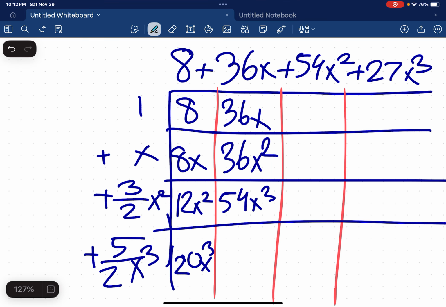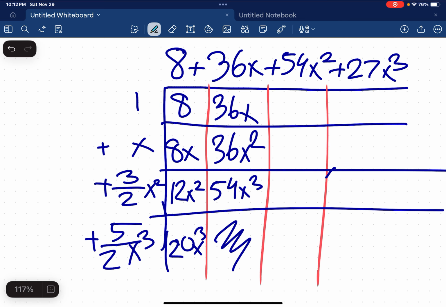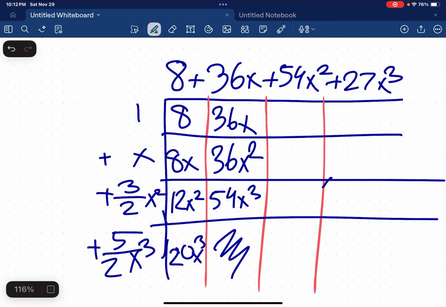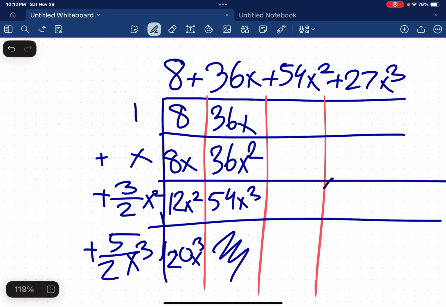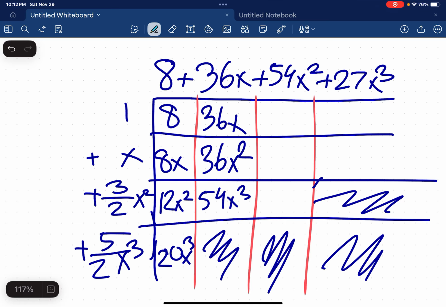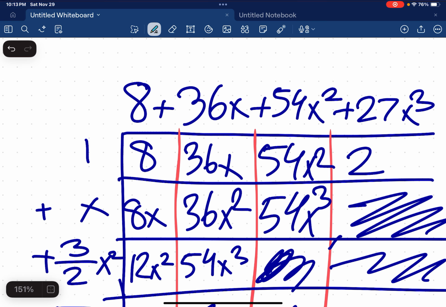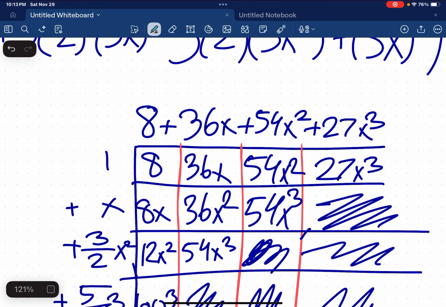Oh, never mind. Okay. It just wants up to x cubed. And since these two numbers multiplied aren't going to give us x cubed, they're going to give us x to the fourth, we can ignore that. That means that any of these bigger numbers that are multiplied that give us over x cubed can also be disregarded. So then that leaves us with 54x squared, 54x cubed, and then 27x cubed.